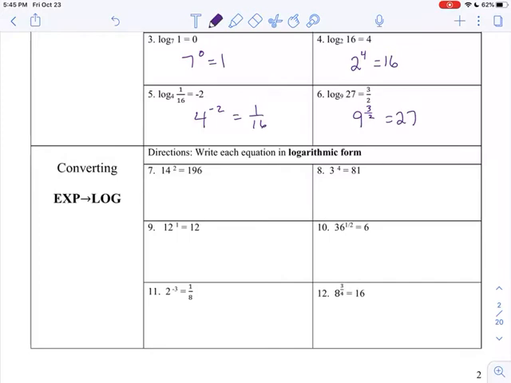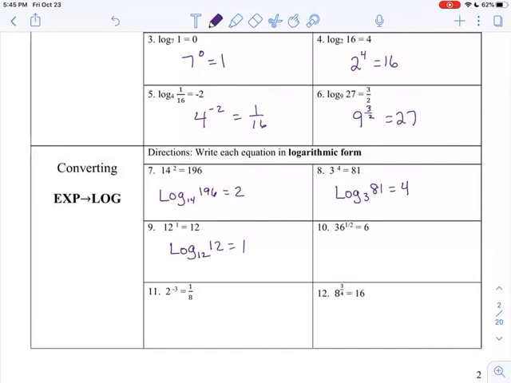Okay, let's go back the other way and convert exponents to logs and get a little bit better understanding of this. This is brand new. It's a weird concept. So if I had 14 squared equals 196, it's a log. The base is a subscript written down here: log base 14 of 196 equals 2. The exponent is my answer. For number 8, log base 3 of 81 equals 4.